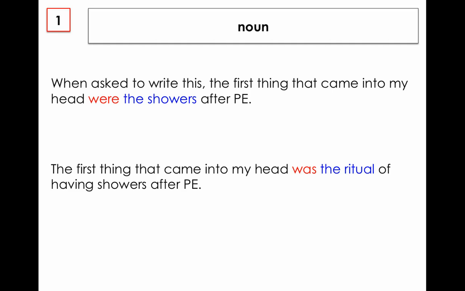If you look at the blue phrase here, we have nouns. The showers is a plural noun, and the ritual is a singular noun. And it might sound more comfortable to have a singular noun after was. Okay, and if we notice here, we've got in the first sentence the showers. In the second sentence, we've got the ritual of having showers.